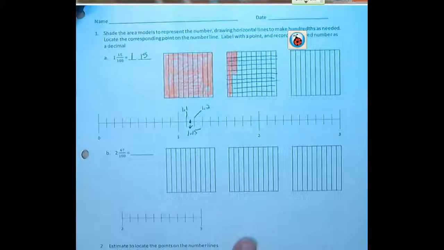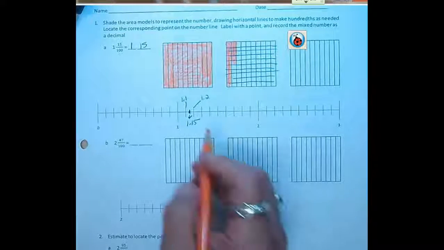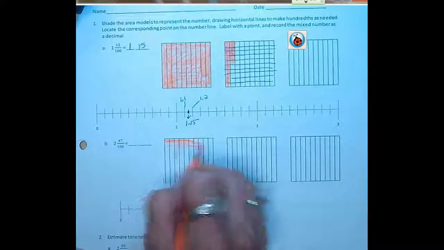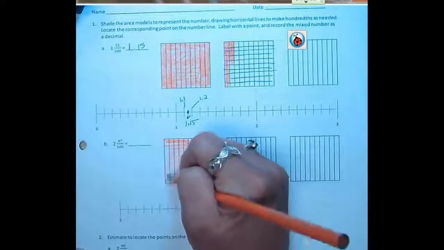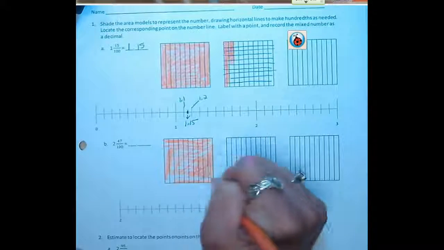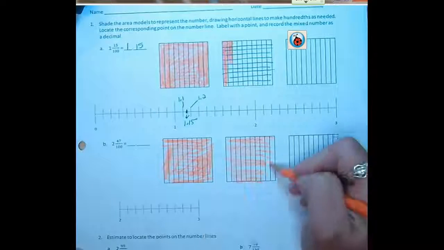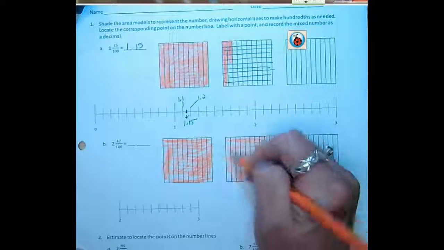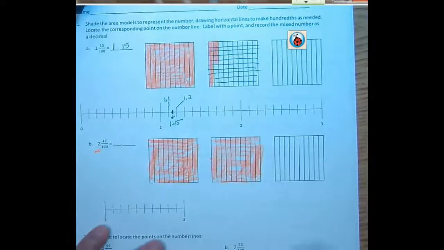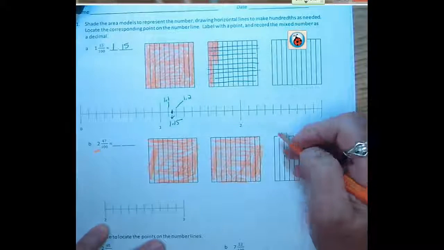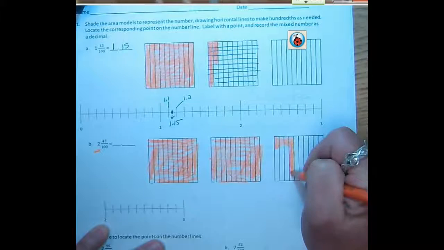Okay. Now, on letter B, okay, I didn't get to B, but let's go ahead and do it together. So I'm going to shade in 2 wholes. So shade this whole thing in. I'm just going to kind of sketchily shade it in. Then I'm going to shade in another one. Okay. So there's my 2 wholes, because it's 2. Now I can shade in 47 hundredths. So I'm going to shade in 1, 2, 3, 4 tenths.